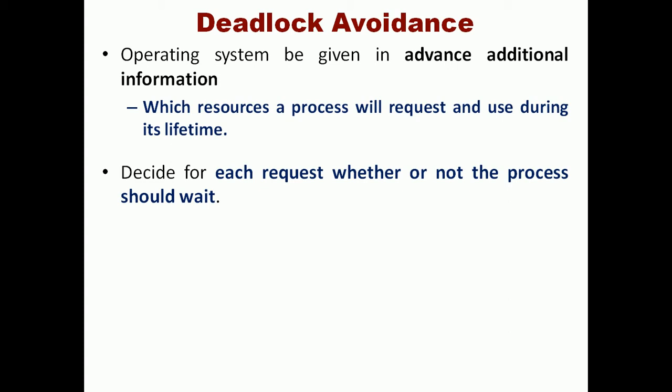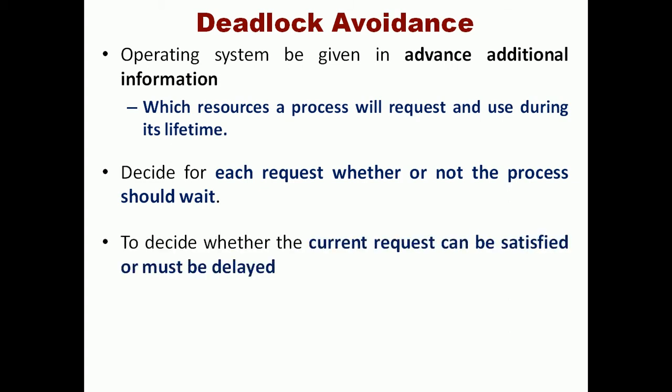Next, decide for each request whether or not the process should wait. That is, for every request we have to define well in advance. The operating system has to decide well in advance, if any request is raised by the process, whether it will fall into the waiting state or whether it will be executed. It also decides whether we can satisfy the request immediately or it must be delayed. So these are the various basic pieces of information we have to get from the operating system.